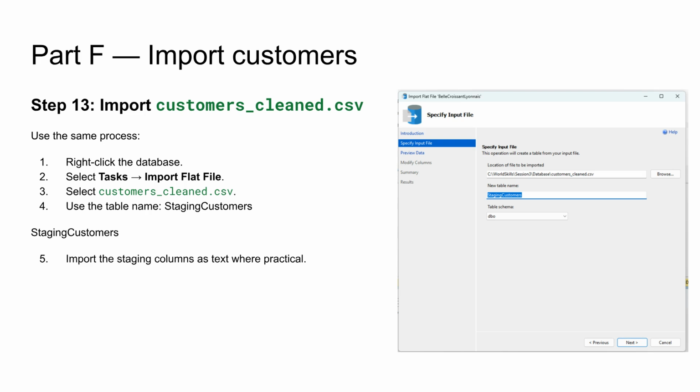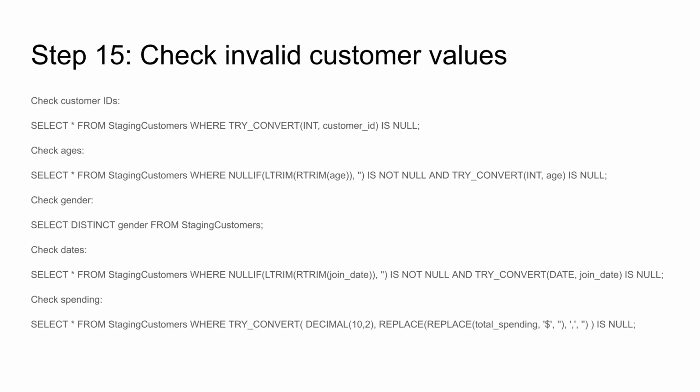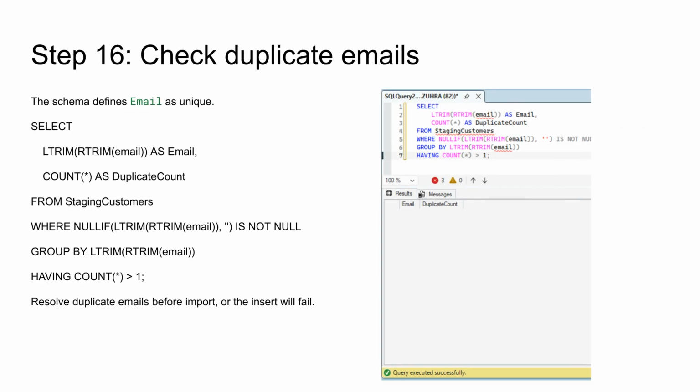Start by preparing to import the customers_cleaned.csv file. Use the same import process as before. Right-click your database in SQL Server Management Studio, select Tasks, and use the Import Flat File Wizard to create staging customers. After the import, inspect the Staging Customers table to confirm that all customer information has been correctly loaded from your source file. Check for invalid customer values in your staging table.